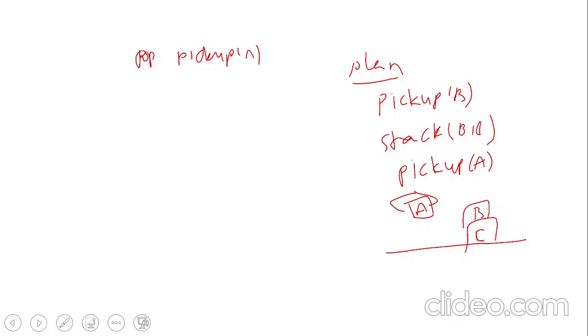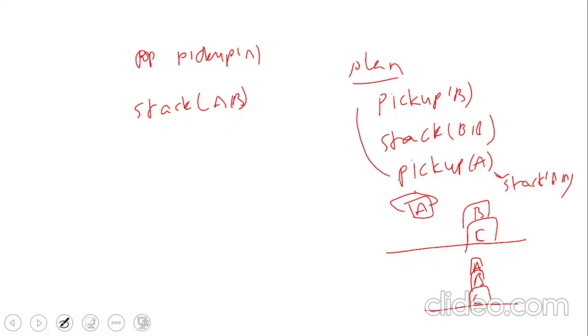Whenever we are removing the stack A B, we need to add that one to the plan. So after pick up B, we add stack A B, meaning that what I will get is C, B, A. This is the next state. These are the actions we are adding to the plan: stack A B.